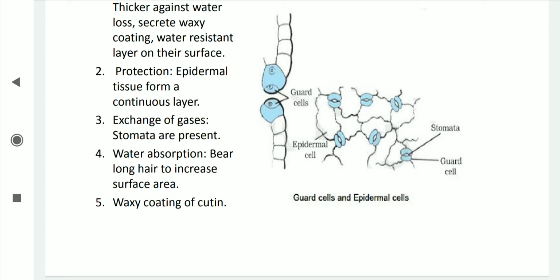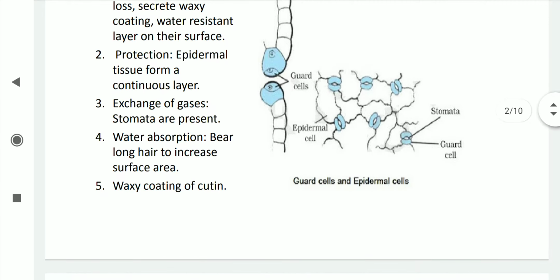Most epidermal cells are flat. Because they cover, like we have skin, and epidermis plays the same role as skin. So their cells are flat and their outer side walls are thicker. When we draw this epidermis, we will make the outer side thick and the inner walls thin. Is this clear, children? Now next is exchange of gases.